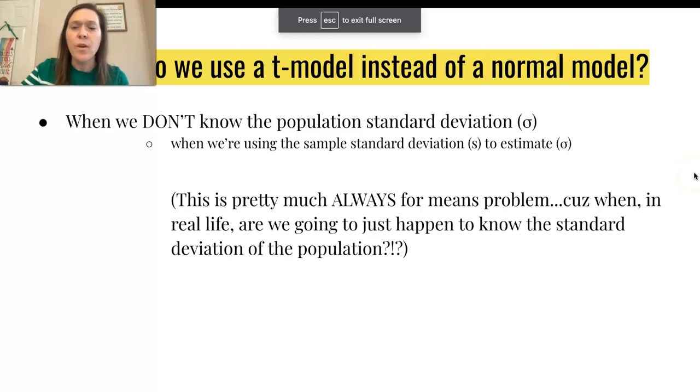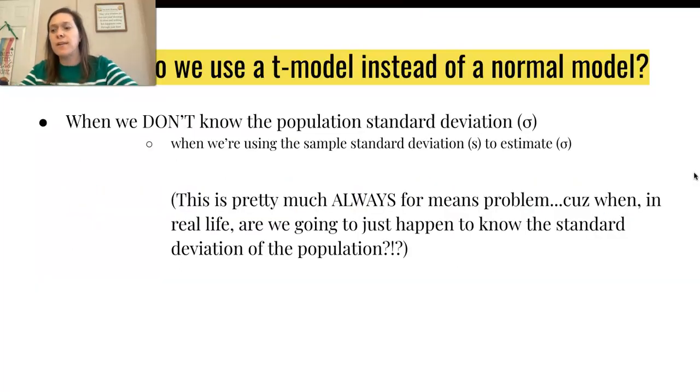So when do we use the T model instead of the normal model? Well, when we don't know the population standard deviation, which really happens most of the time. It's very hard to actually know a whole entire population and know its standard deviation. So we're most likely using the T model most of the time. So when we don't know the population standard deviation and when we're using the sample standard deviation to estimate what we think the population standard deviation is.